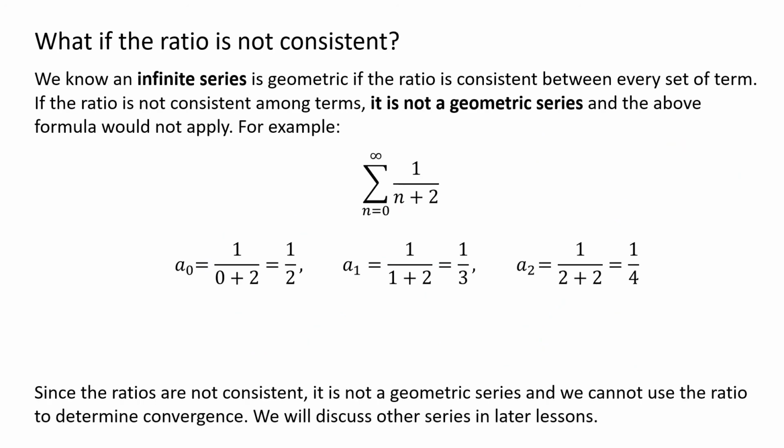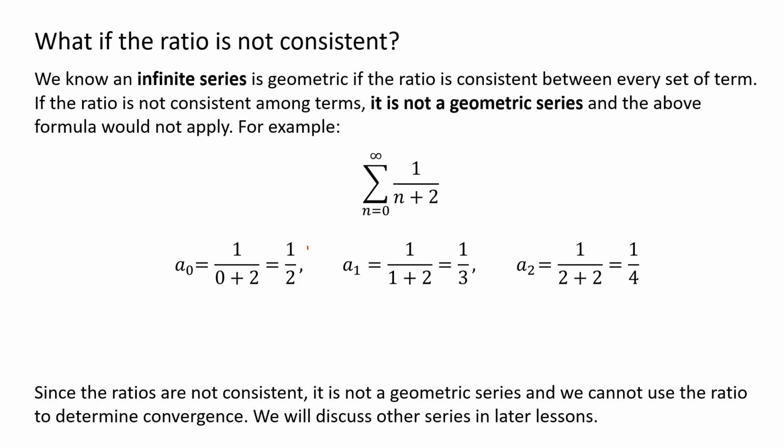So you're probably wondering, what if the ratio is not consistent between terms? In each of these instances, we had geometric series where the ratio in between all the terms was consistent. Well, what if we had something like the sum from n equals 0 to infinity of 1 over n plus 2? Well, the first term is 1 over 0 plus 2, which is 1/2. The second term would be 1 over 1 plus 2, which is 1/3. The third term would be 1 over 2 plus 2, which is 1/4.